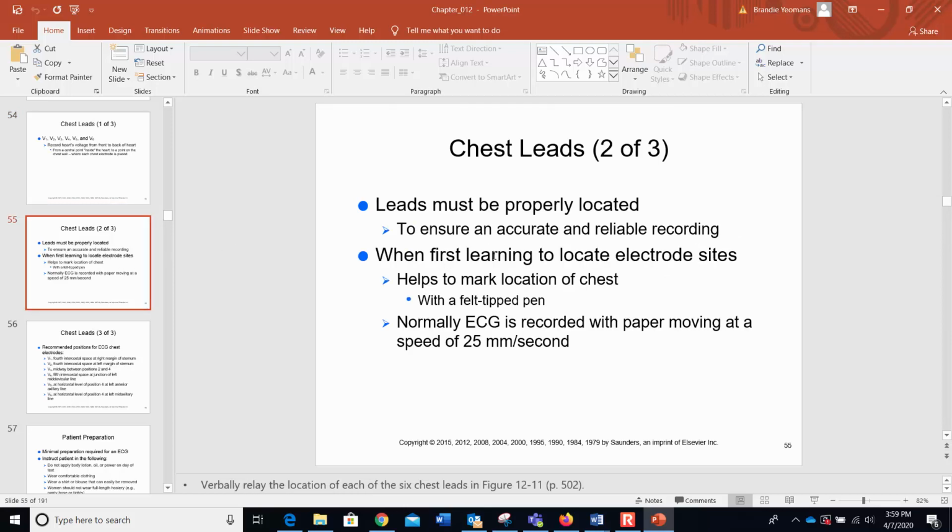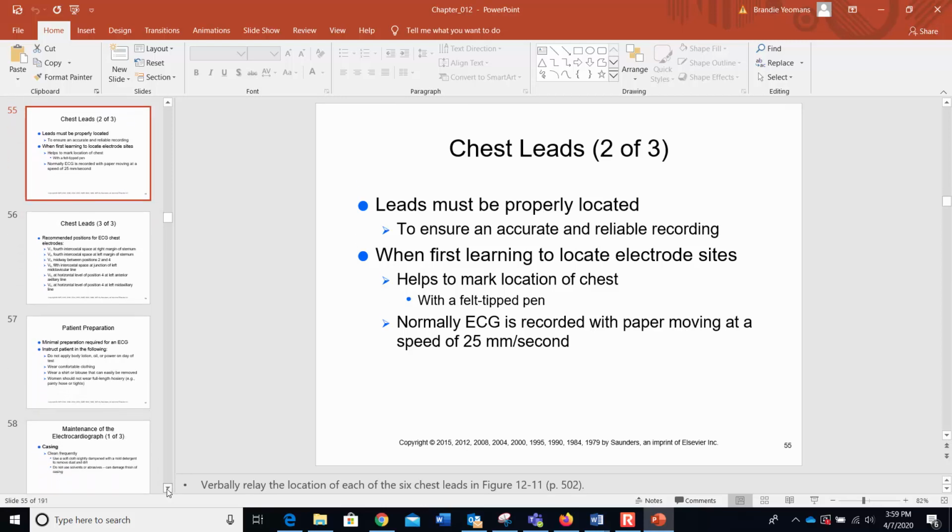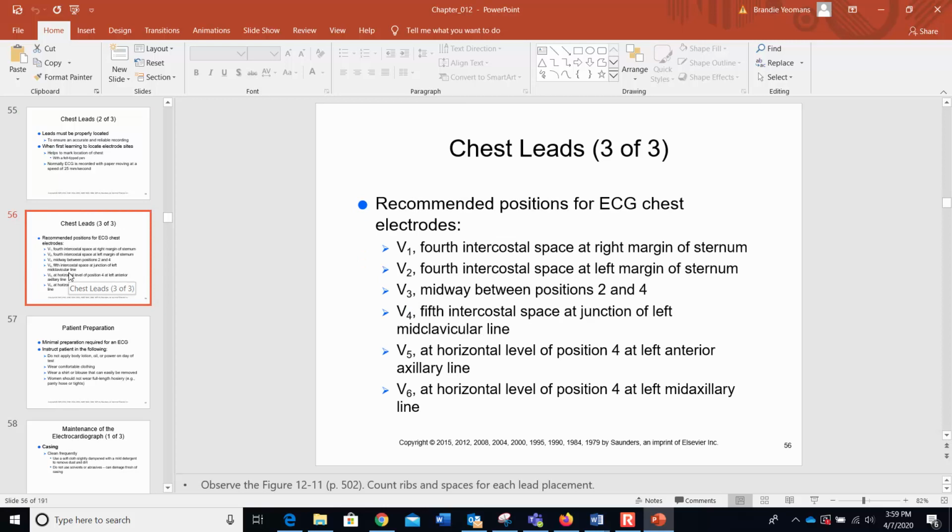Okay? So these leads have to be placed appropriately. You've got to be able to check those intercostal spaces, feel those intercostal spaces, and place those electrodes in the right places. And that's going to be something that we'll work on with our skill for EKGs. And don't worry, it's something you build that skill on, and it typically comes a little easier the more that you do it. So what you do need to remember is that normally we're going to record an EKG with the paper moving at a speed of 25 millimeters per second. So 25 millimeters per second.